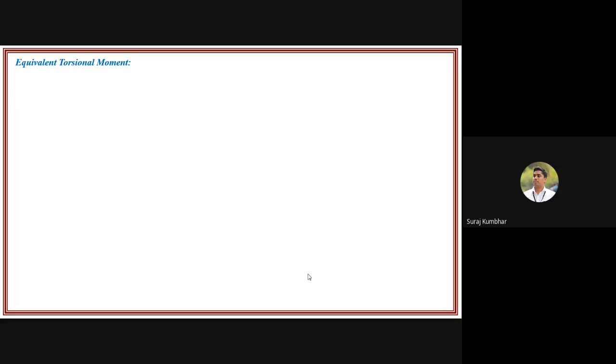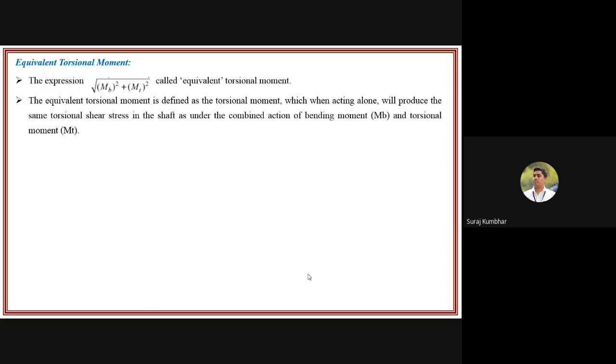Now, the equivalent torsional moment. What is equivalent torsional moment? The expression square root of Mb square plus Mt square that we got in the earlier slide, in case of the maximum shear stress theory, is called the equivalent torsional moment. It is defined as the torsional moment which, when acting alone, that is when in that particular shaft there is only torsional moment, will produce the same torsional shear stress in the shaft as under the combined action of bending moment and torsional moment, right?